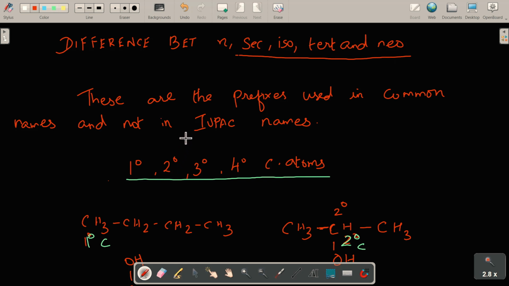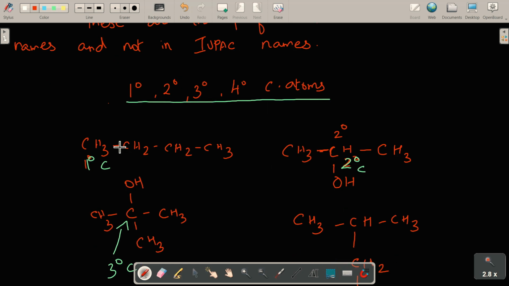Before learning the prefixes, you should know what primary, secondary, tertiary, and quaternary carbon atoms are. First, we see what they are. When you see a compound like CH3, CH2, CH2, CH3, this is nothing but butane. This carbon atom is attached to only one carbon atom, so it is a primary carbon.